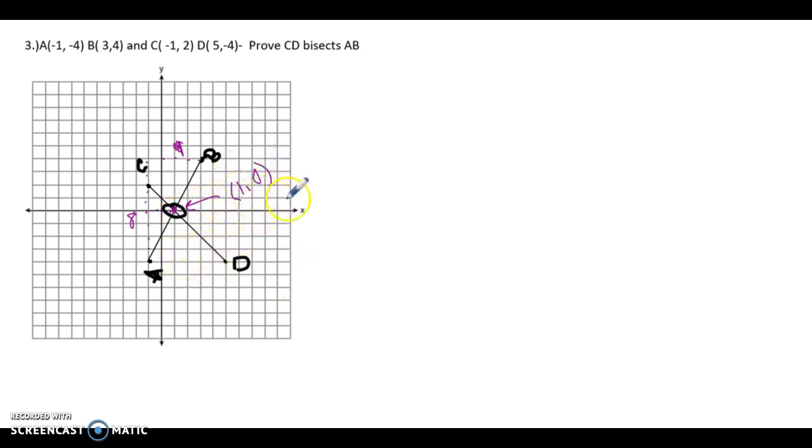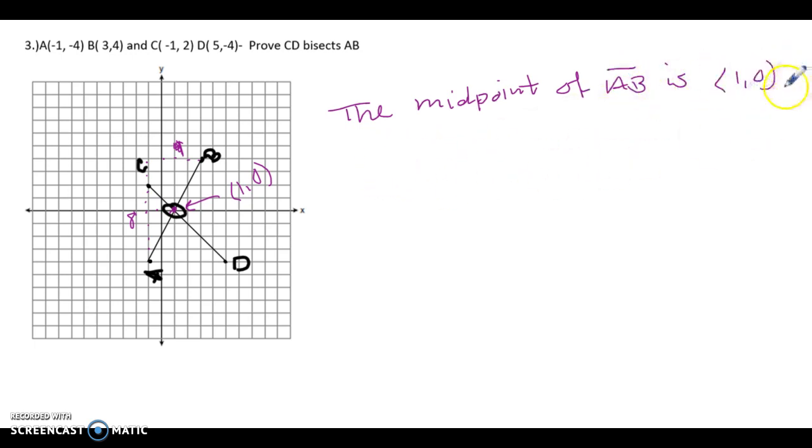And so now what does this mean? I need to do a little bit more work here than just finding that midpoint. So I'm going to say the midpoint of AB is 1, 0. All right, so that's the first thing I found.